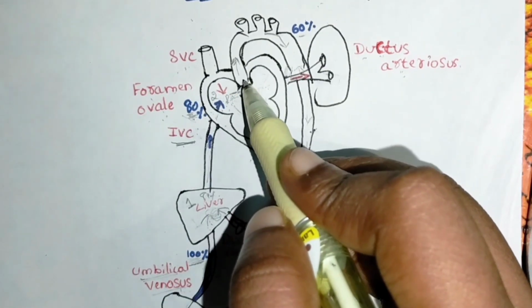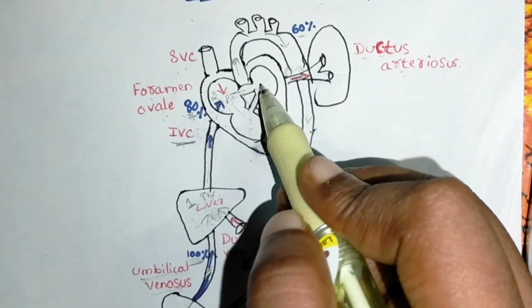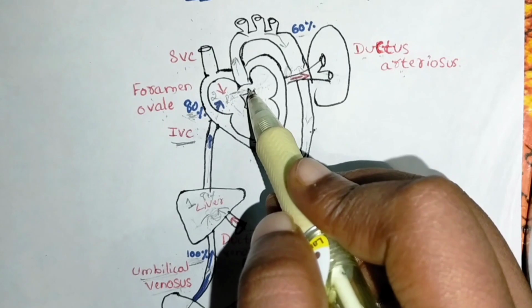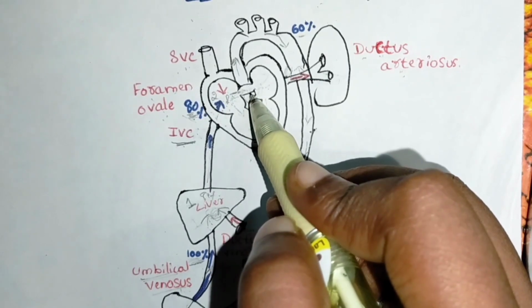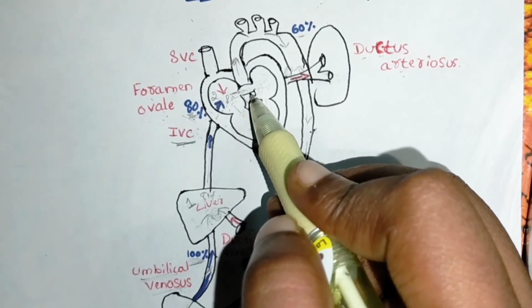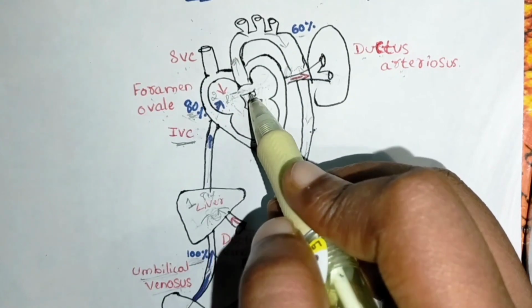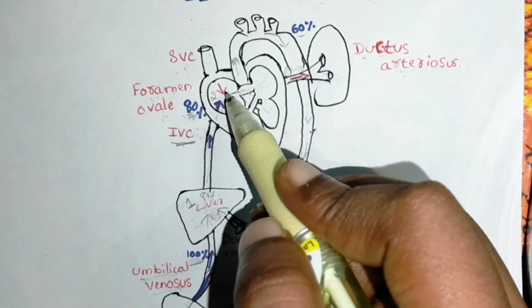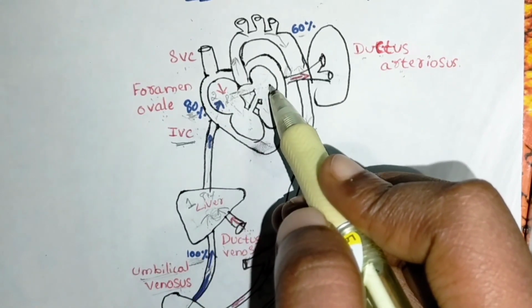And here you need to observe. Between the right atrium and left atrium, there is an opening, and this opening is not seen in normal human beings. This is seen only in a baby which is in the womb. This opening is known as the foramen ovale. This is the hole between the right atrium and the left atrium.